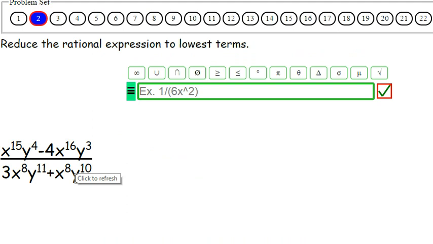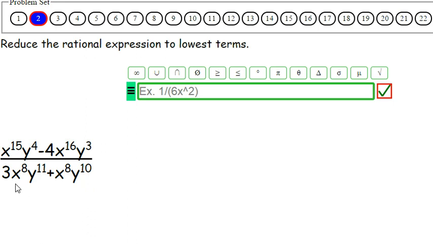y to the 4th minus 4x to the 16th y to the 3rd over 3x to the 8th y to the 11th plus x to the 8th, and of course the cursor's in the way as usual, y to the 10th. Alright, so let's see what we can do here.